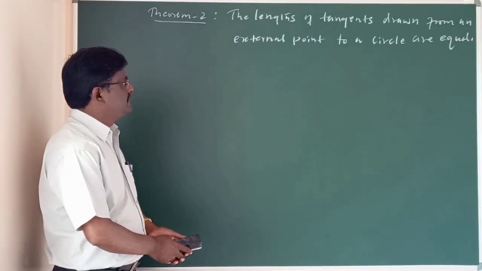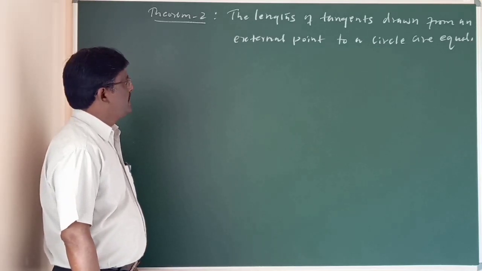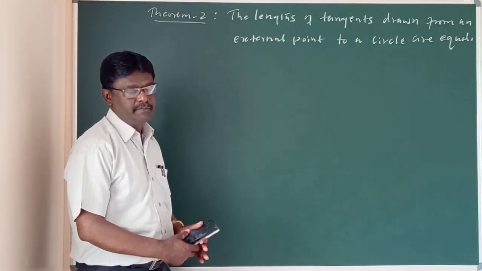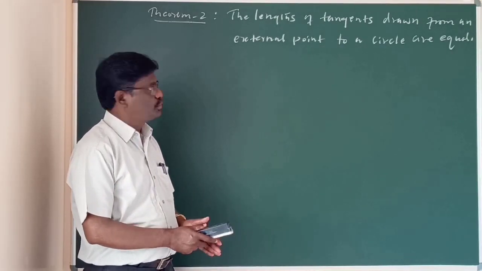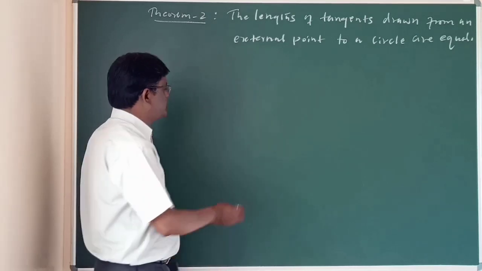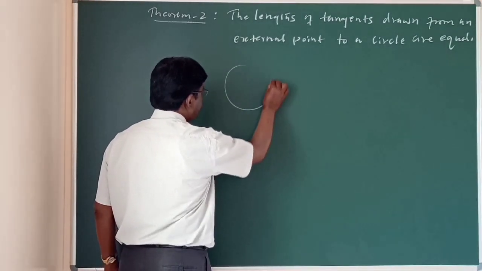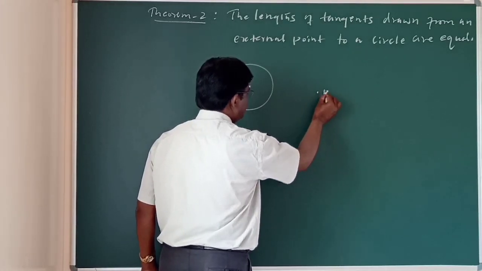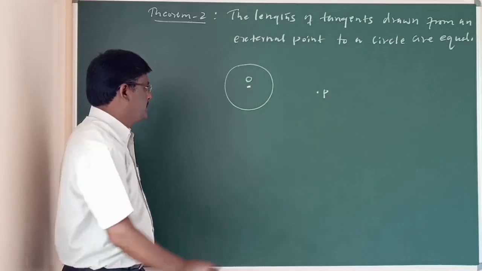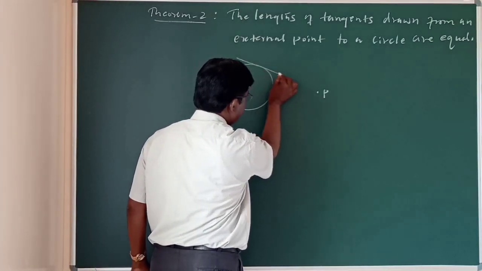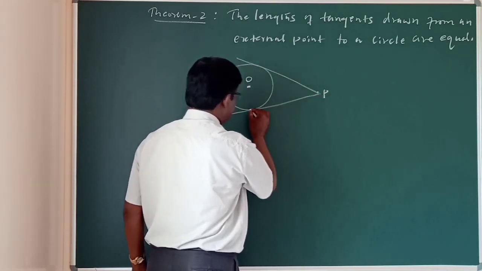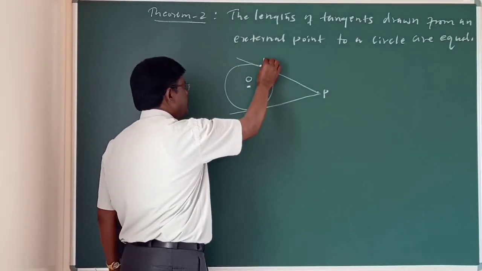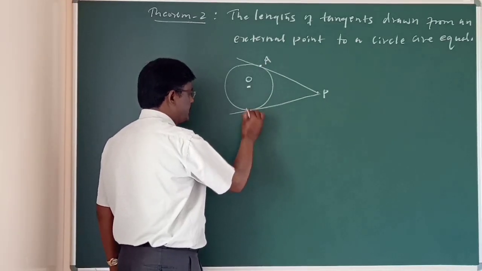Second theorem: the lengths of tangents drawn from an external point to a circle are equal. Here also we have two parts. The first is given; the next half of the statement is the one we have to prove. Consider a circle with center O. Say P is an external point. From an external point, how many tangents can be drawn? At the most, only two tangents can be drawn. Say A is a point of contact, and B is a point of contact.